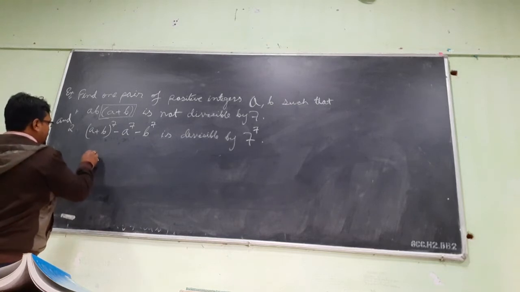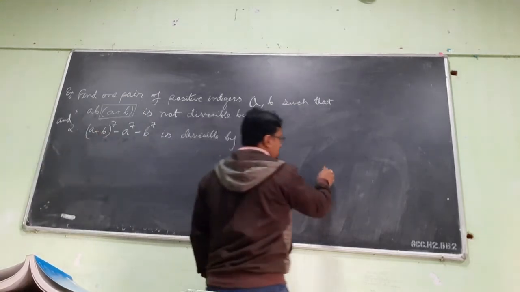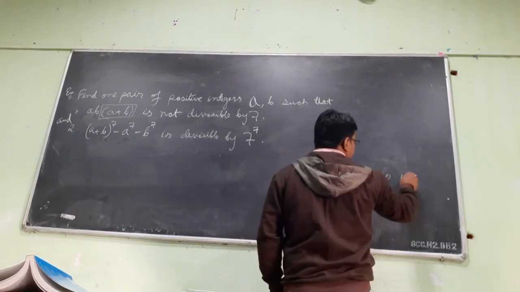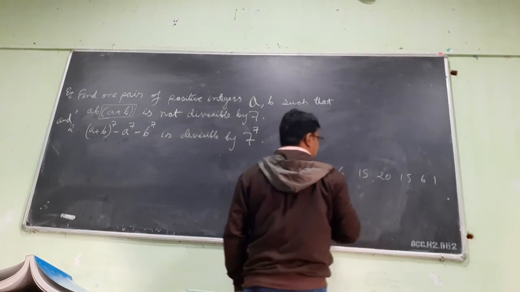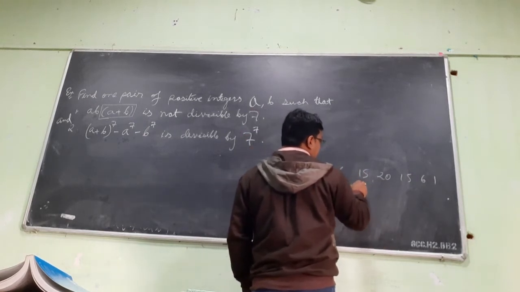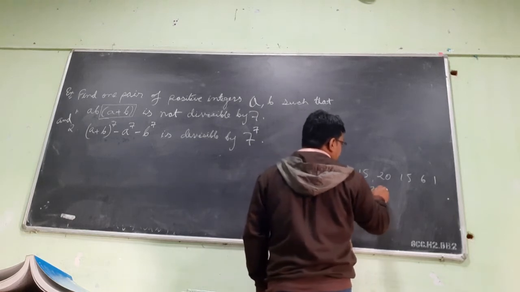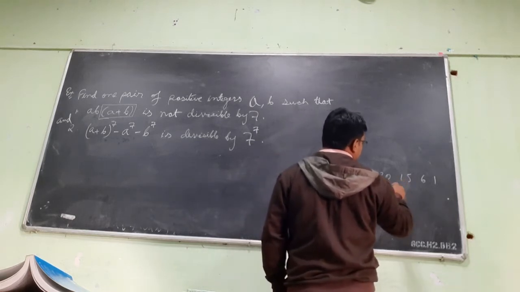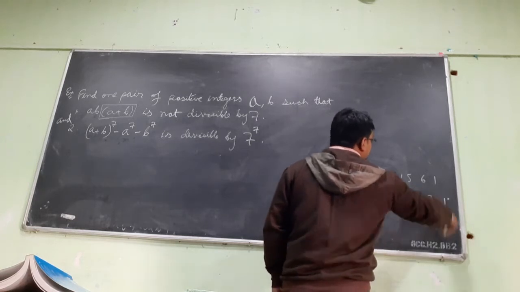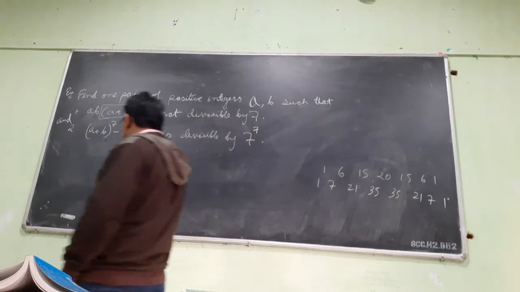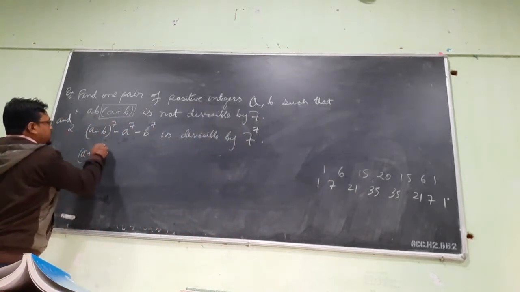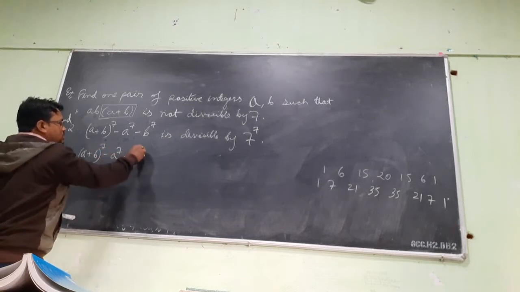So it's something like 1 6 15 20 15 6 1. Okay, this was the coefficient for the power 6 expansion. Here it is 1 7 21 35 35 21 7. So if I subtract, a plus b to the power 7 minus a to the power 7 minus b to the power 7.